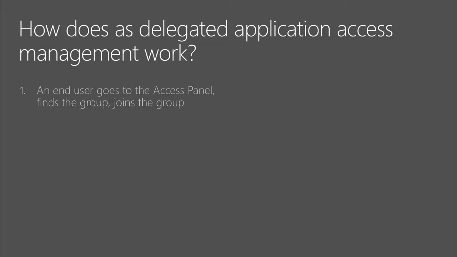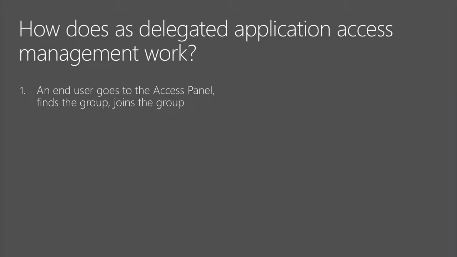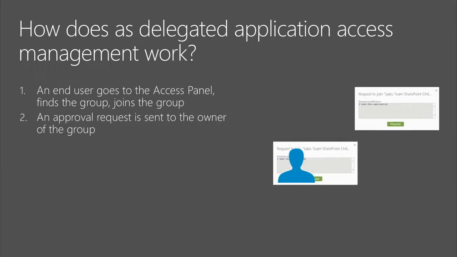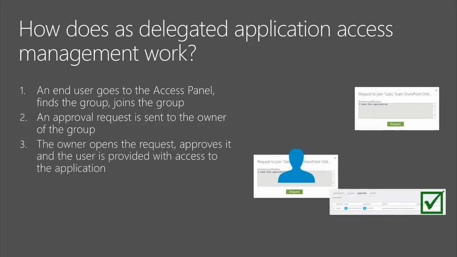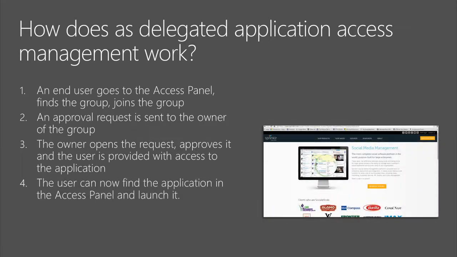How does that delegation actually work? We showed you that briefly, and so I'll let it run on the side while I talk. An end user finds the group that they want to join. They request to join it. An approval is sent to the group owners. There could be multiple. They make a decision on whether to approve or deny. Based on their approval or denial, the user does or does not get access.